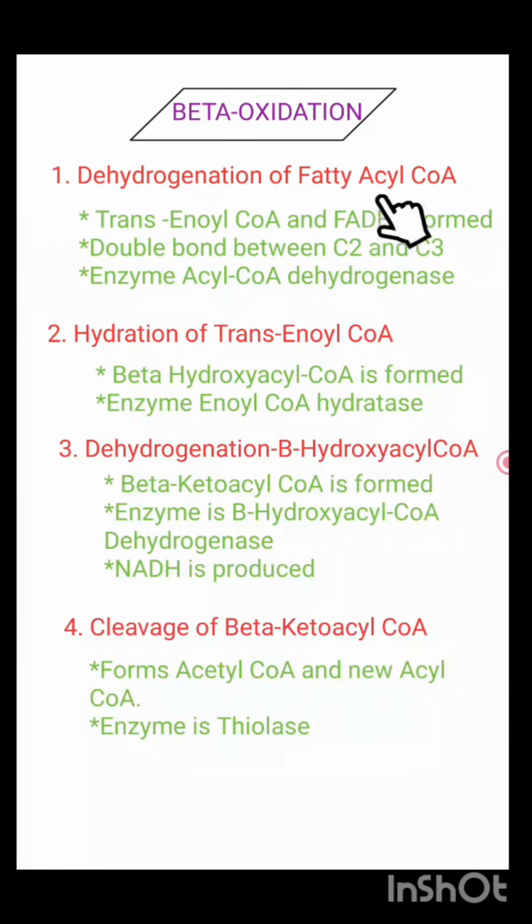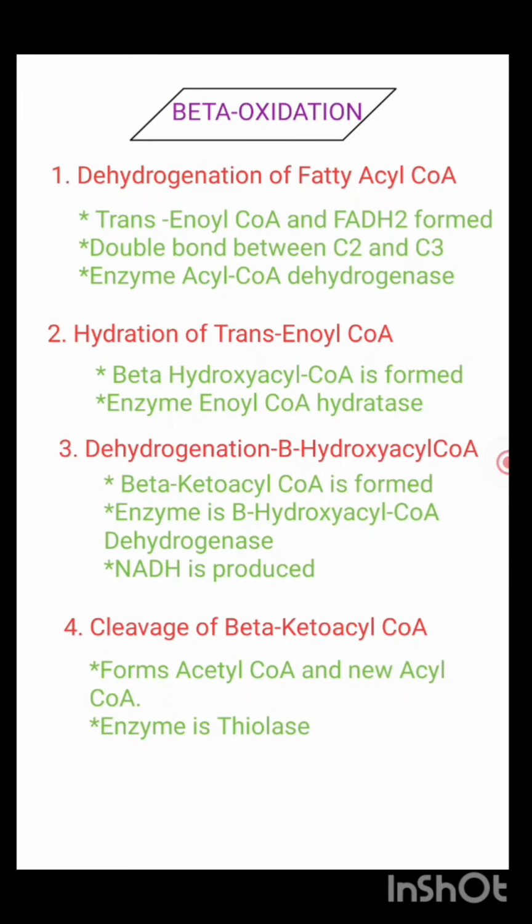And when you do this, you actually create a double bond between carbon 2 and carbon 3. Again, we're going to see the significance of this double bond. And remember, this double bond which is formed is in trans form. That's why the product is known as trans-enoyl-CoA. The enzyme responsible for this step is acyl-CoA dehydrogenase.